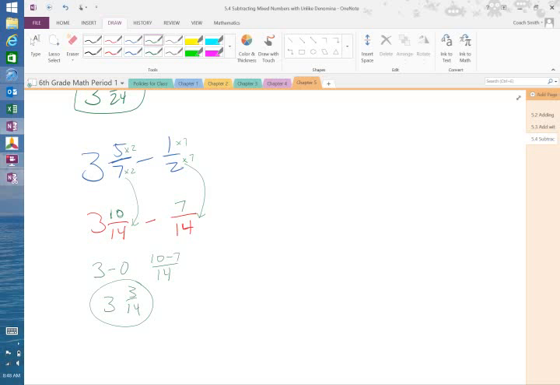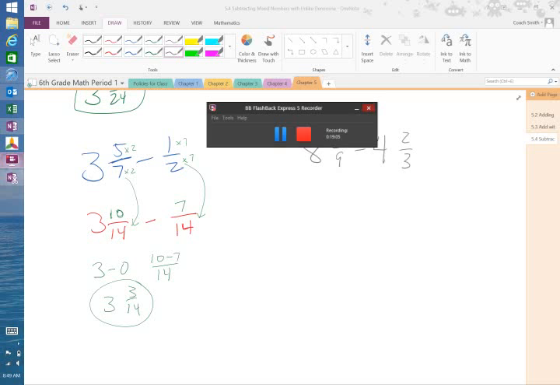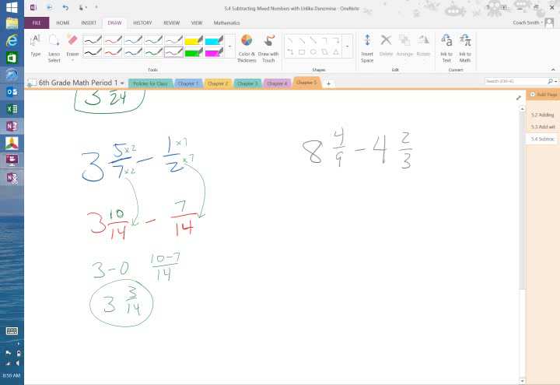All right, let's look at one more for you to do on your own. Let's do this one. 8 4/9 minus 4 2/3. We're actually going to look at two more, this one and one more. So go ahead and do that one on your own. Then I'll have one more that I need to show you because it's a little bit different. If you're not done, keep working on it. Okay? I'm going to start doing it, but keep working on it if you're not finished.